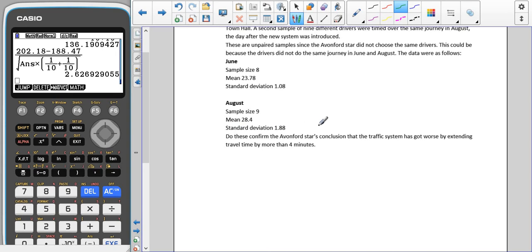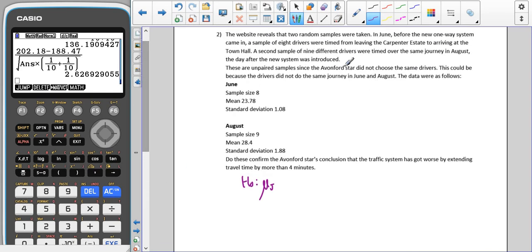So, do these confirm Avonstar's conclusion that the traffic system has got worse by extending the time by more than 4 minutes? Because it says here by more than 4 minutes, not just by 4 minutes, that means that this is a one-tailed test. And remember, just the same as we did when we were talking about the 2-sample normal, we have to be careful with that language there. So our H0 is going to be that mu j, which one's meant to be the shorter one. Just double checking.